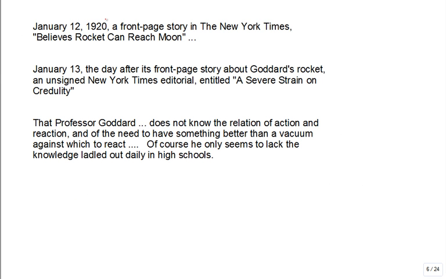In 1920, the New York Times published a front page article that believes a rocket can reach the moon. Incredible. The day after that front page story ran, some unsigned New York Times editor wrote a severe strain on credulity. So it's like, I don't believe it. And here's some quotes out of it. That Professor Goddard does not know the relation of action and reaction, and of the need to have something better than a vacuum against which to react, to push against.